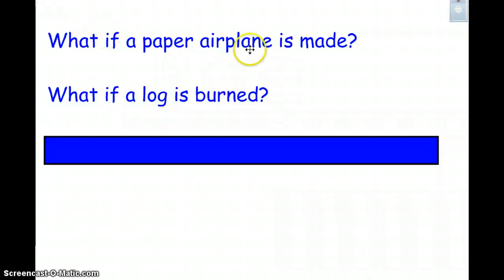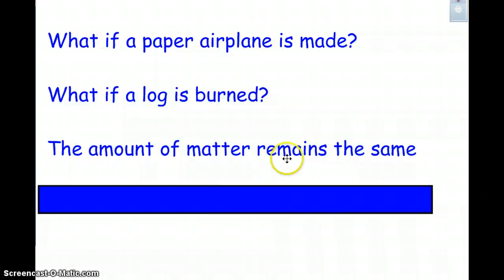For example, what if a paper airplane is made? Well, same thing. The amount of matter remains the same. It's just changing its shape from a flat piece of paper into now a folded piece of paper. Well, what if a log is burned? This is a tricky one because it looks like there's less wood there after you burn it.